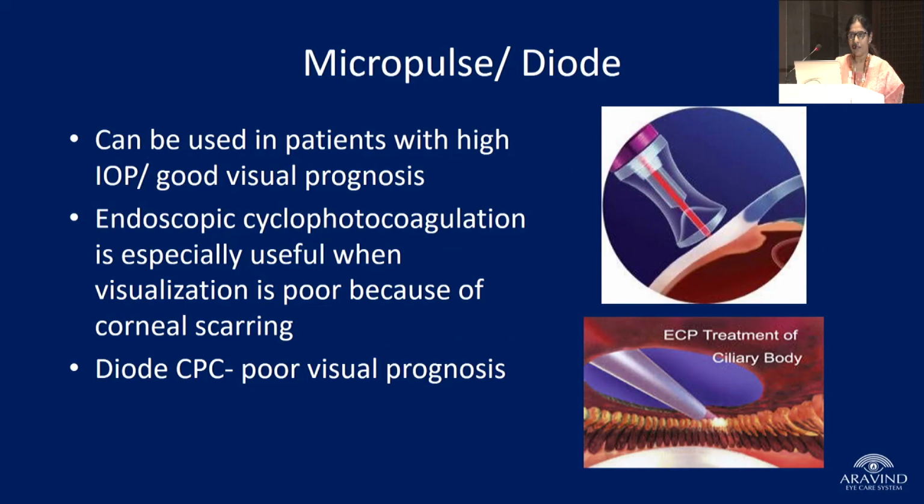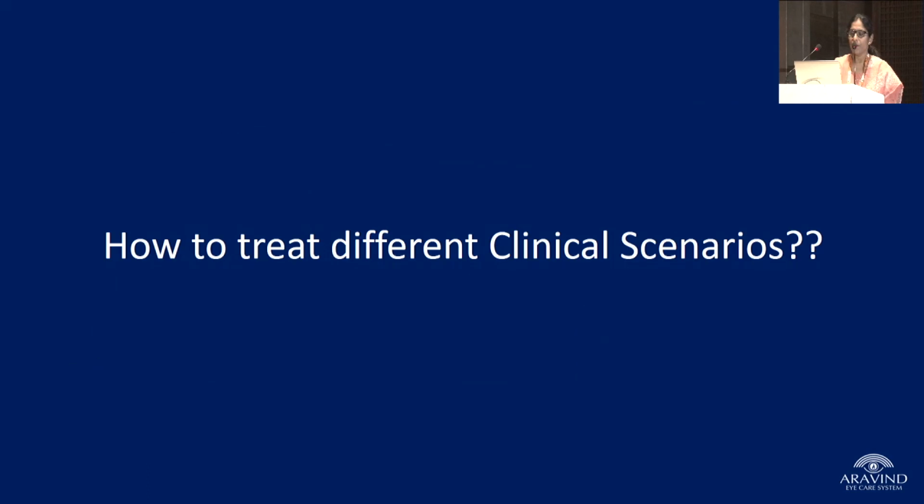The other newer kid on the block is a micropulse. This micropulse is very good, especially in patients with good vision. So you have an option of reducing the intraocular pressure without causing much collateral damage, and the chances of phthisis or hypotonia are very less with micropulse laser. So I prefer to use a micropulse when there is a very high intraocular pressure and surgery is not needed immediately. So how to treat different clinical scenarios?